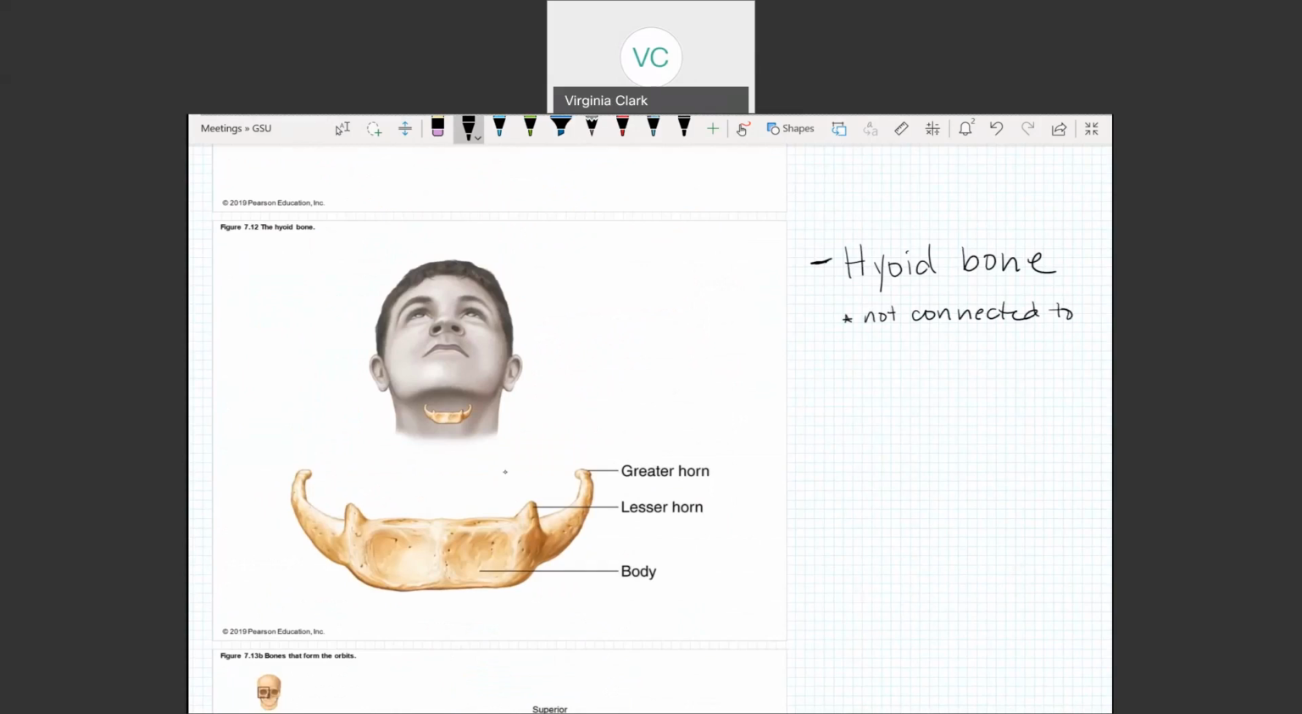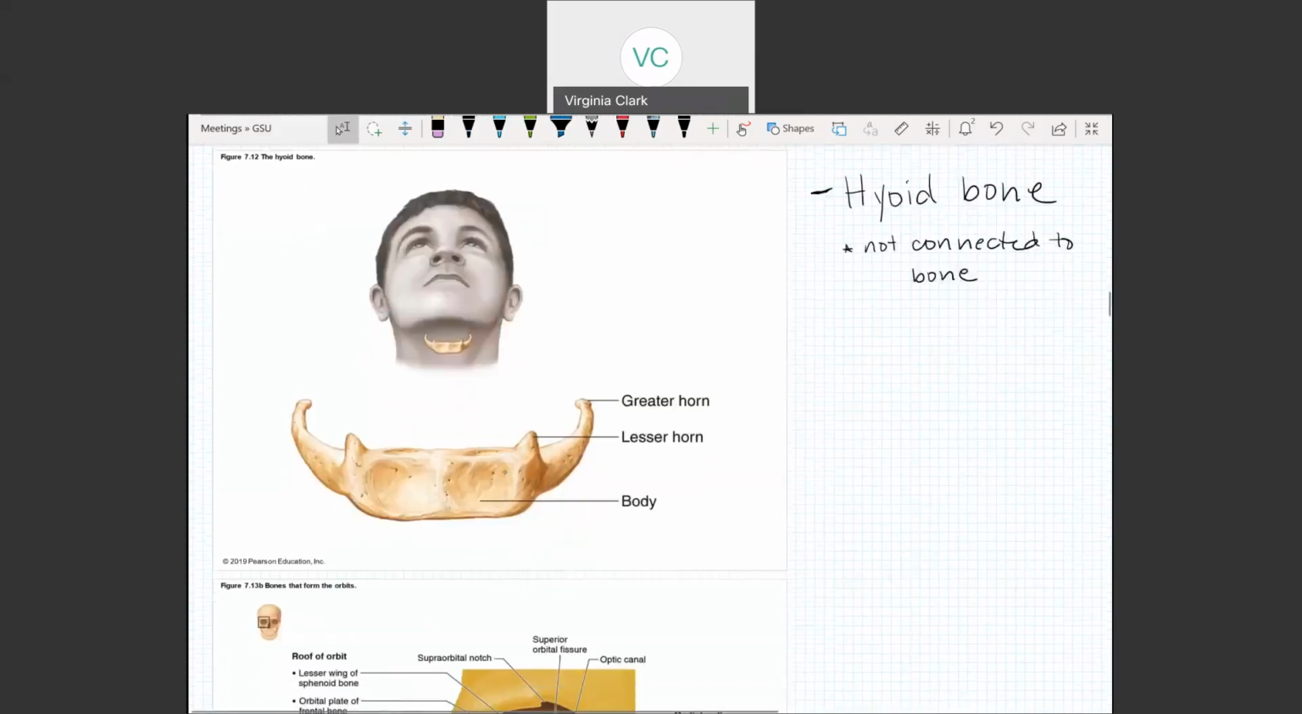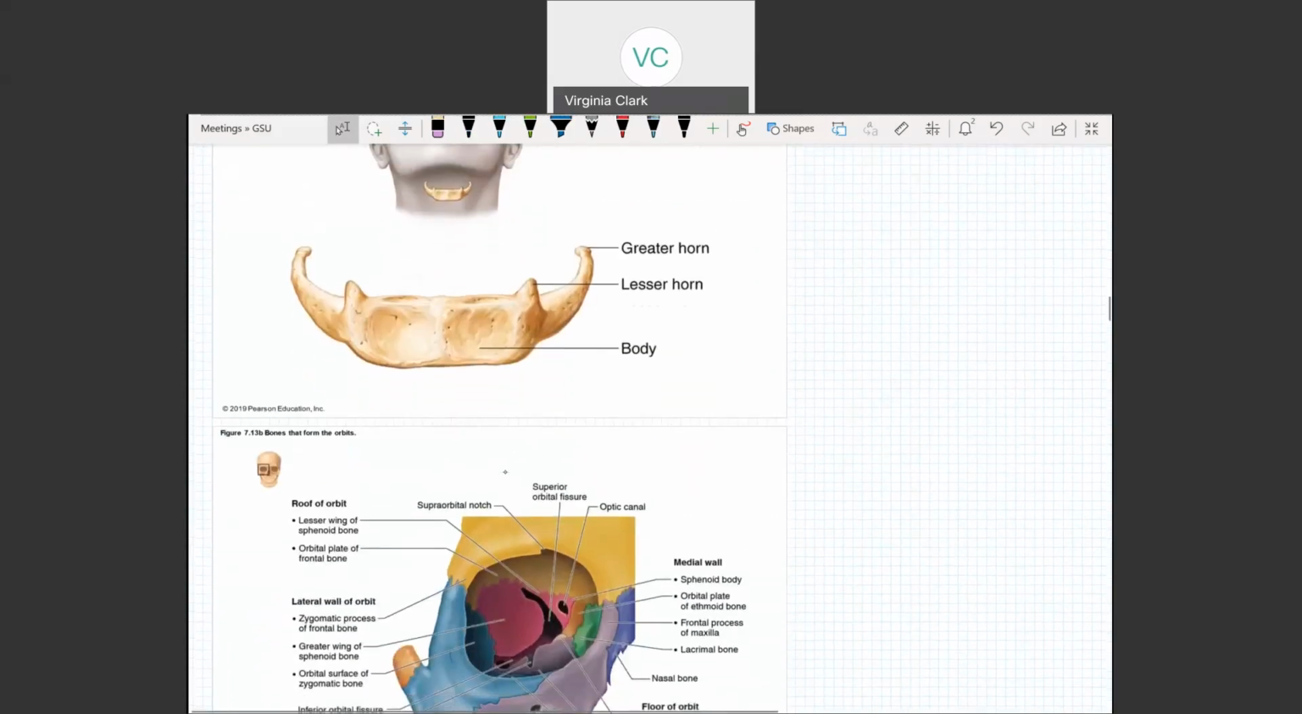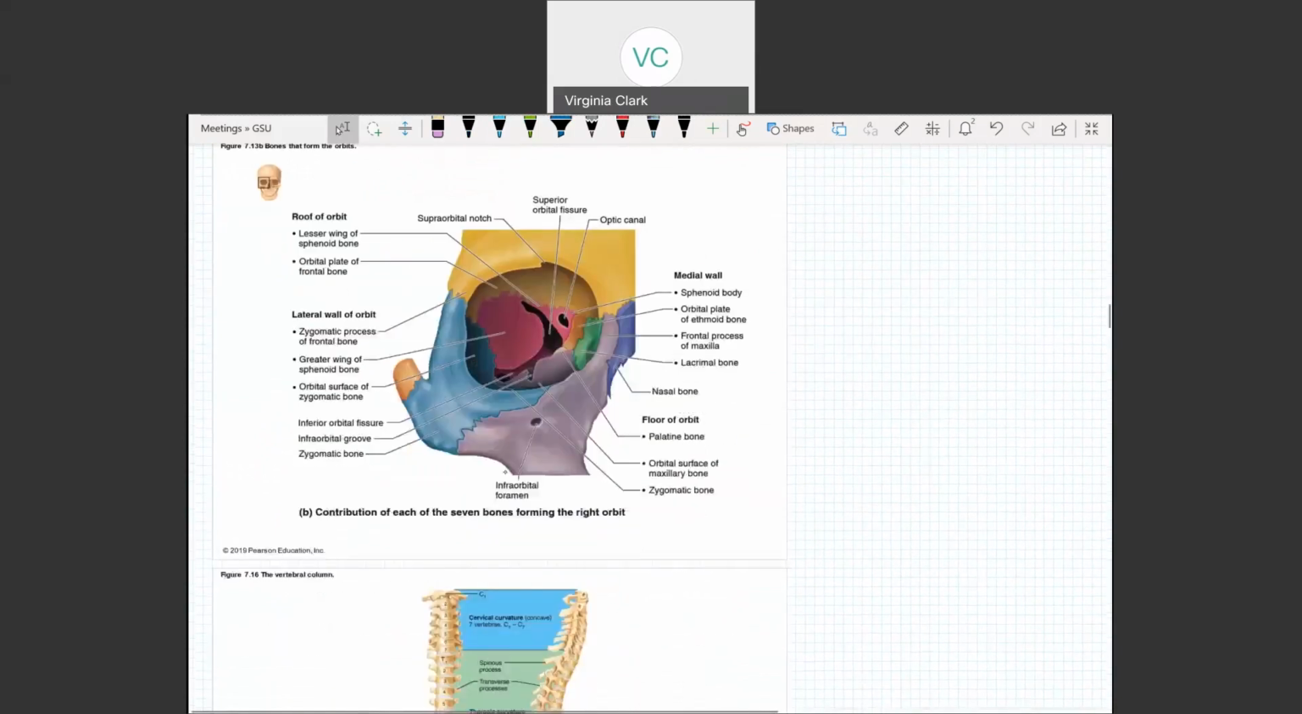It actually helps to anchor the tongue and give some of your throat muscles a place to anchor, but it is not connected to another bone. So that's your hyoid bone that will stay right there in your throat. Okay, here's a larger perspective of the orbit.